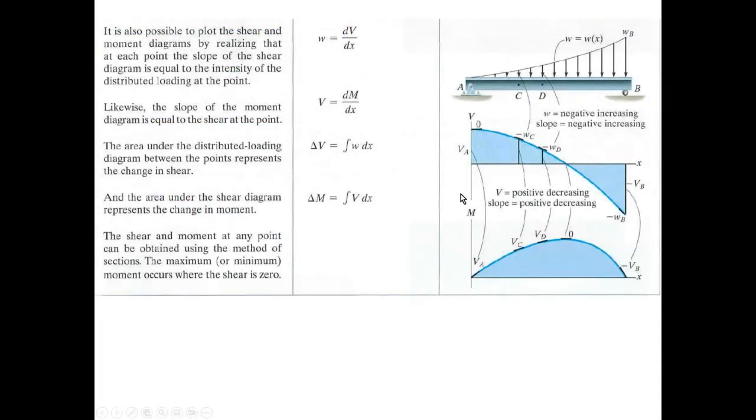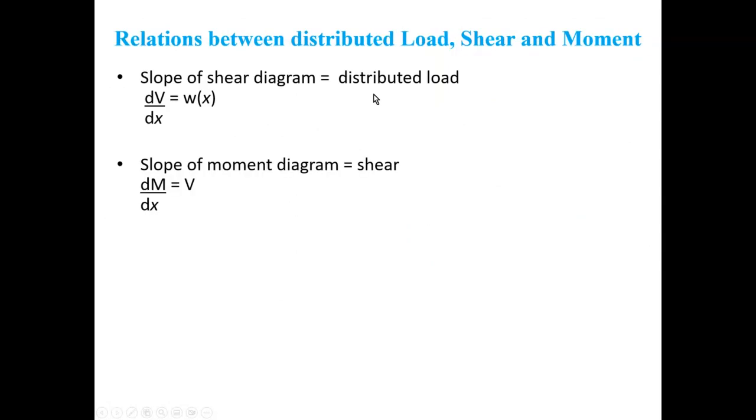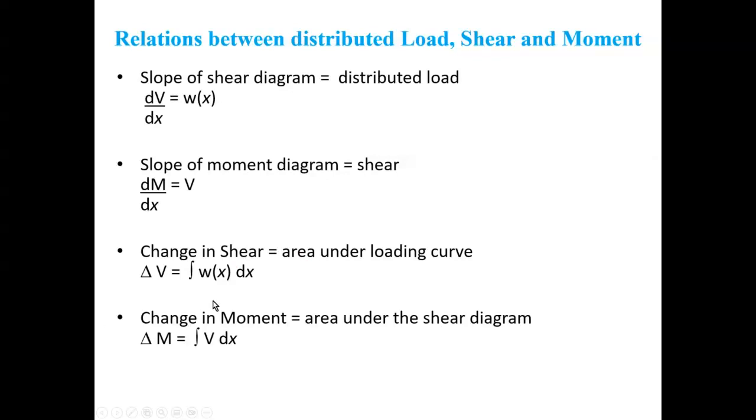So the next example we have is this. From W, slope point by point, you can construct V, and from V, slope point by point, you can construct M. So that is the relationship. Here, these are the correct relationships. In other words, you start with W of x, and then integration gives you V of x.